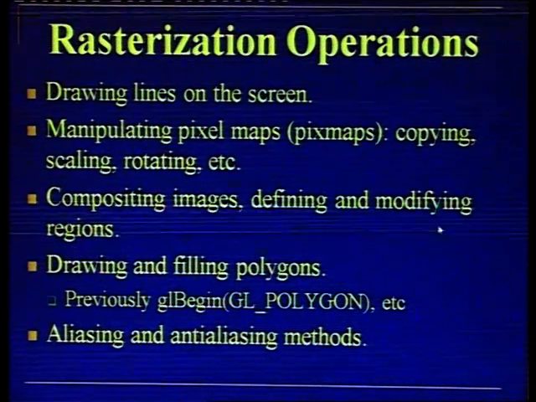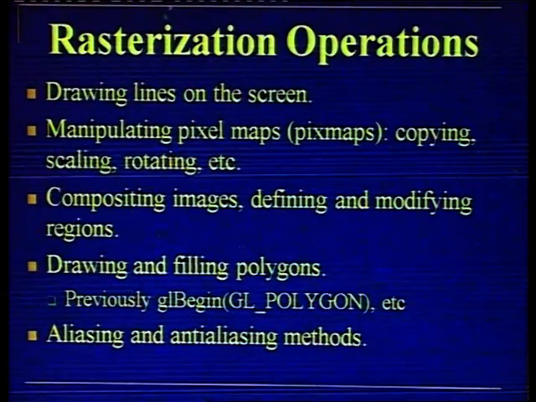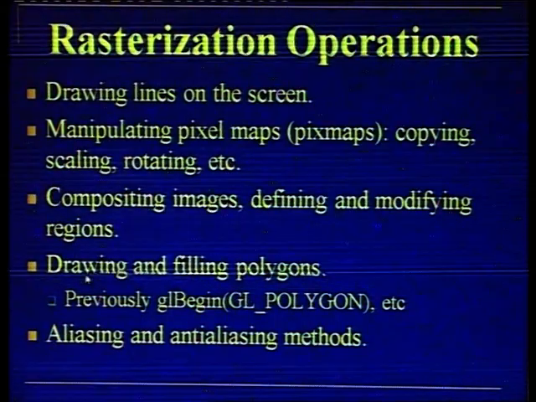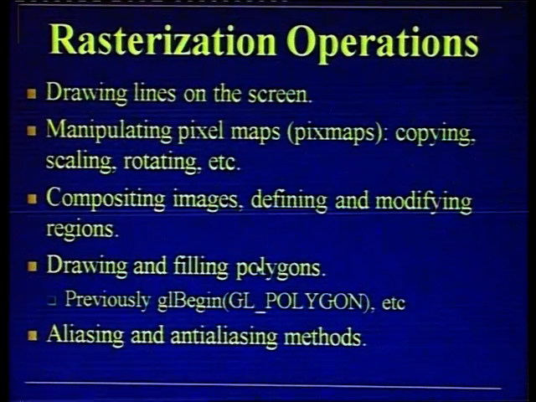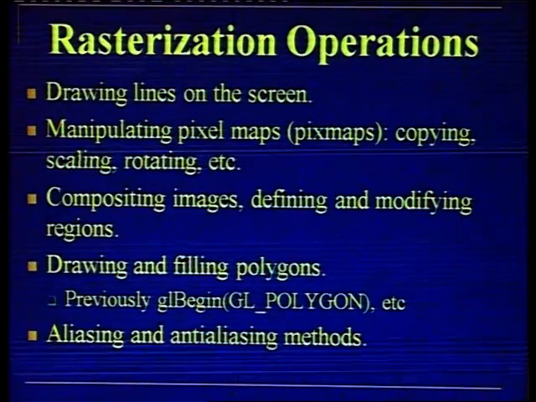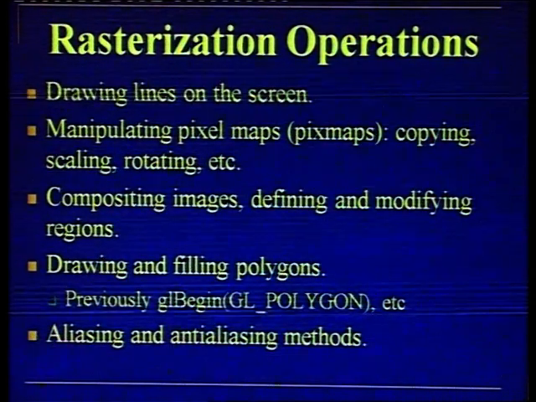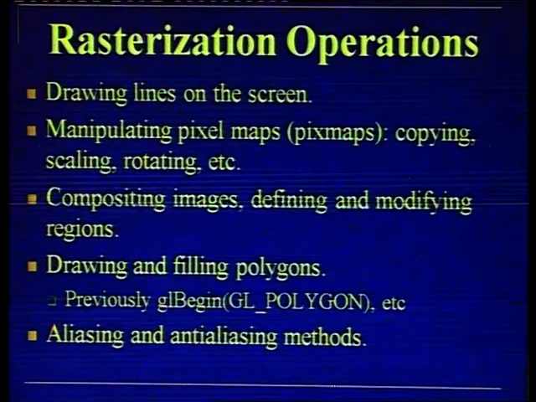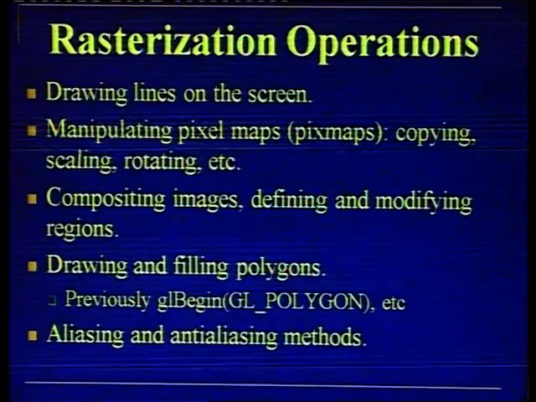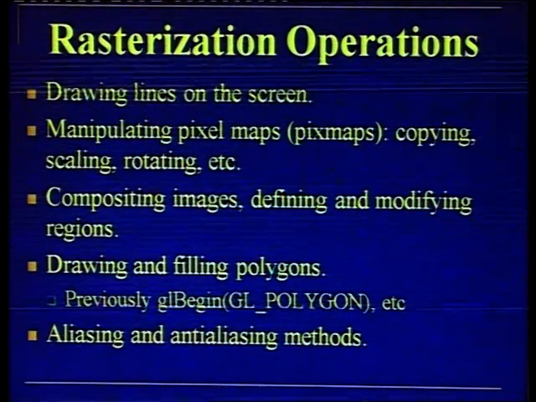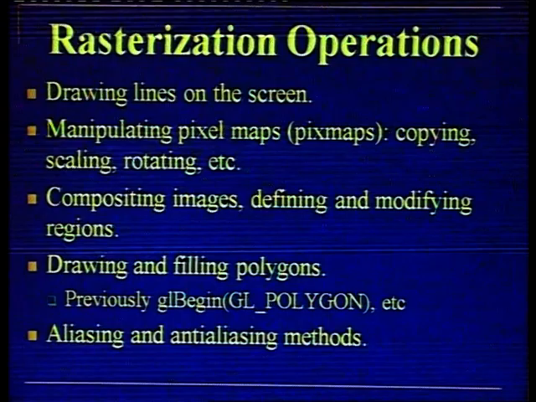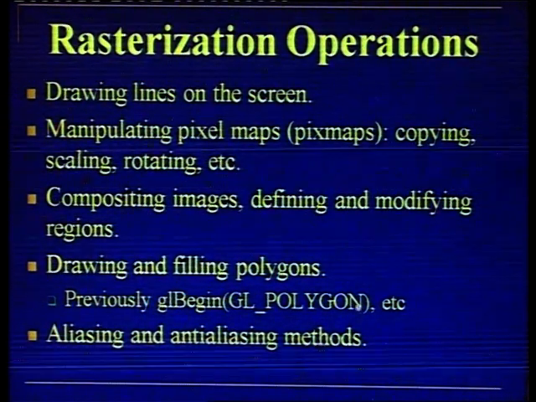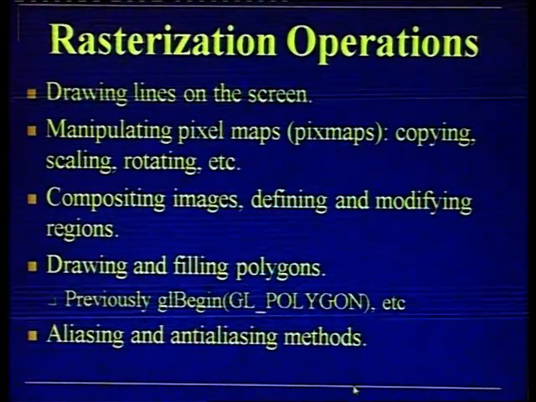Compositing images, defining and modifying regions with the help of rasterization. Drawing and filling polygons: with the help of rasterization we can draw polygons, and also we can fill the regions between the polygons, whether that is a flood fill. There are two policies, that is flood fill or boundary fill. We can start from the boundary, we can start from the central place. This is a topic covered later in the next lectures. Then there are aliasing and anti-aliasing methods.